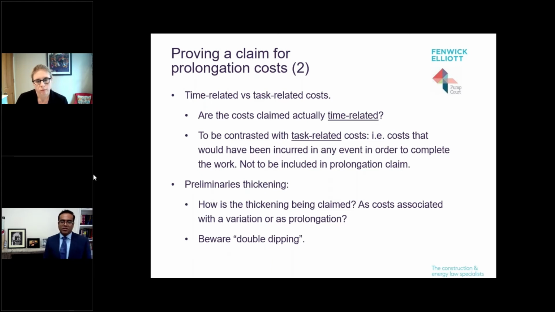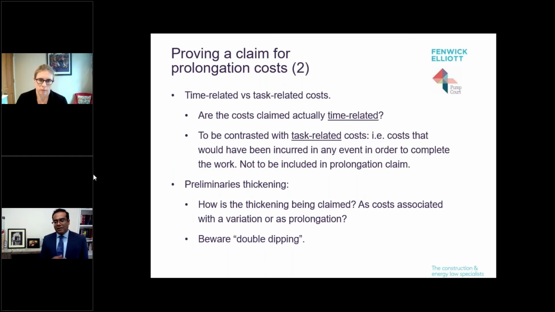Task-related costs are those costs you need to incur simply to complete your scope of works. So for instance, piling equipment when you're doing the foundation works, a particular kind of crane to do a particular kind of work. The list goes on. Task-related costs generally aren't included in a prolongation cost claim because the contractor will need to incur its task-related costs just to complete the works.